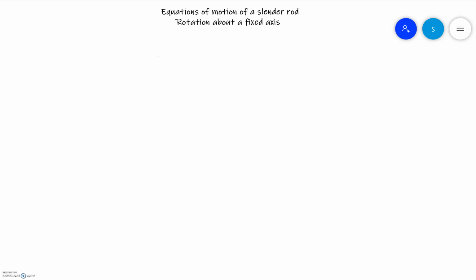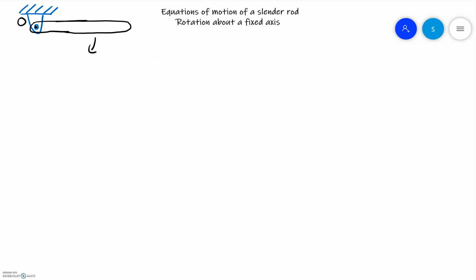Okay, so I will speak about the equation of motion of a slender rod that is rotating about a fixed axis. So let's say we have a pin. It's a pin connection that is attached, let's say, to a ceiling. And we have a slender rod that is pin connected at the point O. Okay, and we release this slender rod and it rotates.